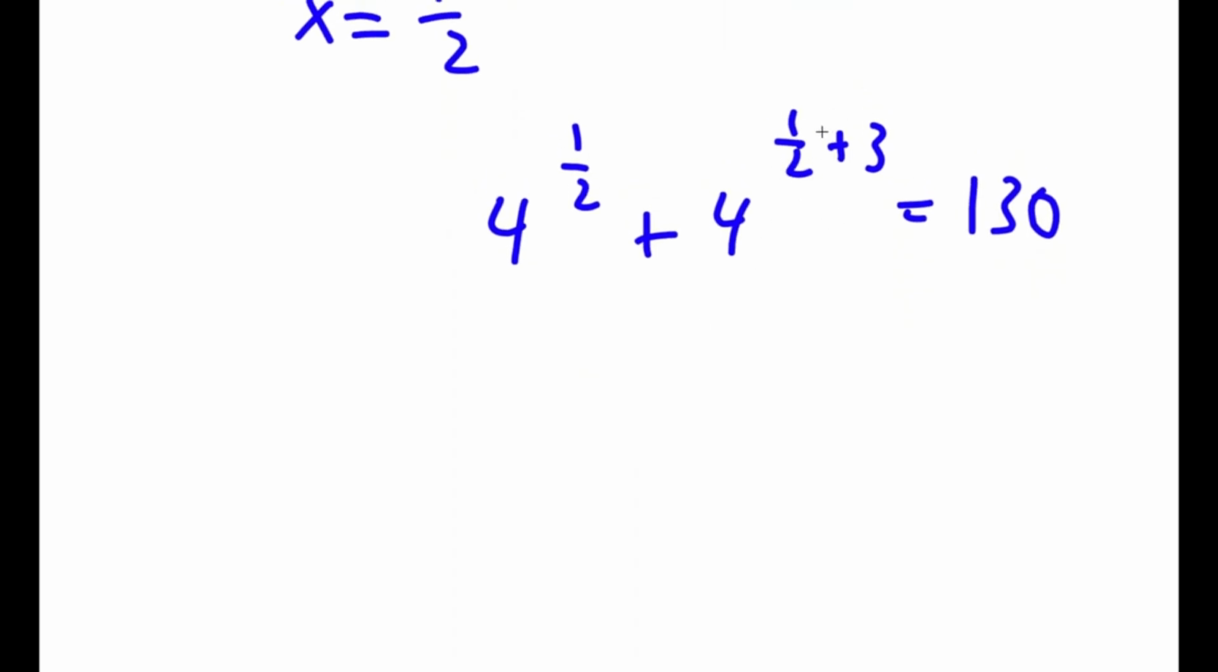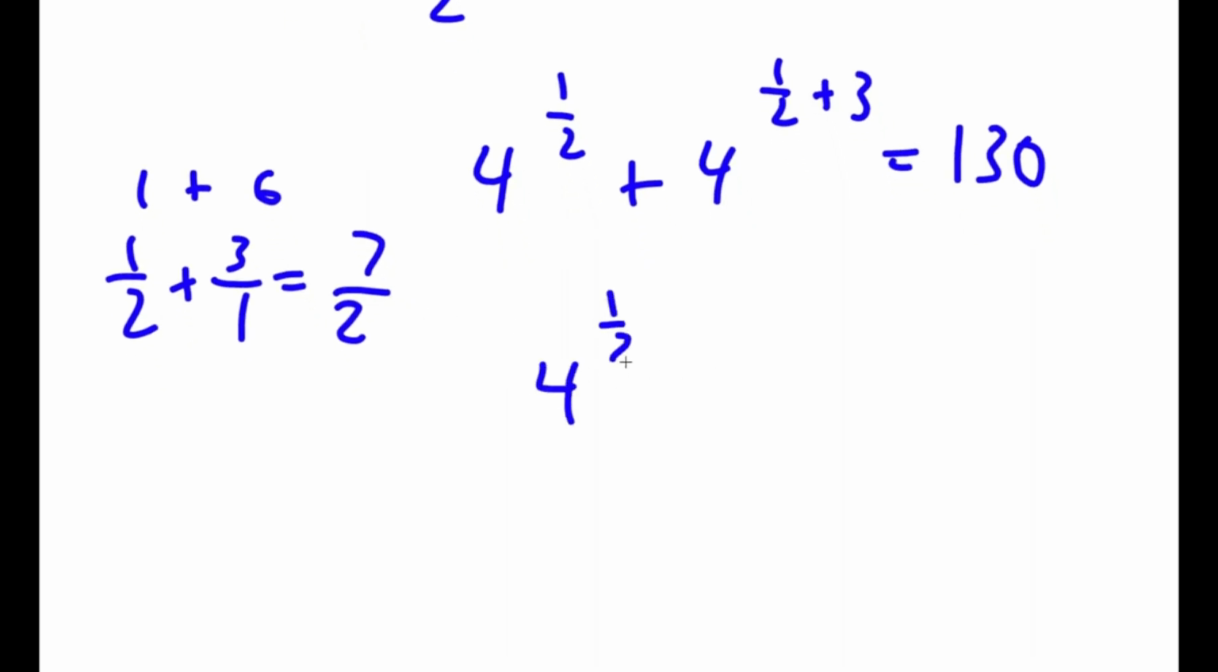Now, 4 to the power of 1/2 plus 3, well, 1/2 plus 3, 2 times 1 is 2, 1 plus 1 is 1, plus 2 times 3 is 6, so I have 1 plus 6, which is 7, so I have 7 over 2. So I have 4 to the power of 1/2 plus 4 to the power of 7 over 2 is equal to 1/30.